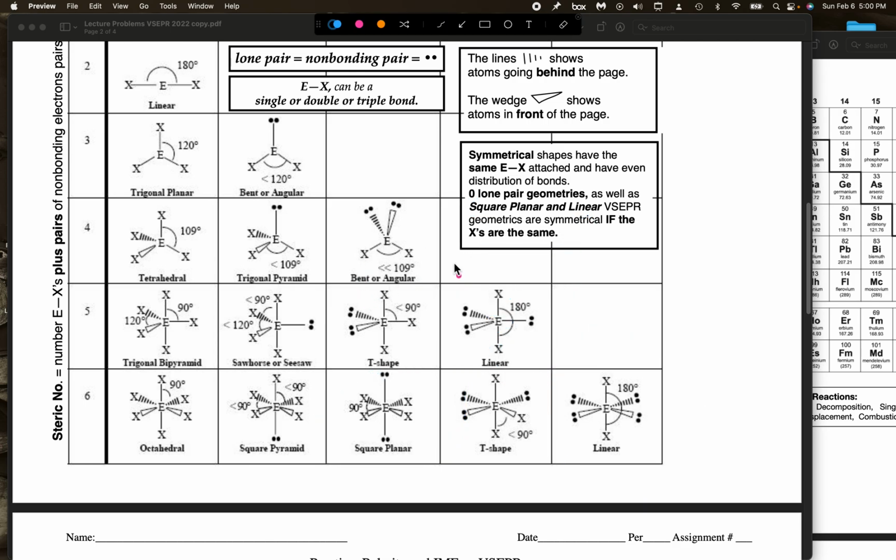The other big group that's all symmetrical is all of these. None of these have lone pairs. When you don't have a lone pair, that means that you can be symmetrical because everything is evenly spaced. And once everything's evenly spaced, you can end up with a symmetrical molecule.